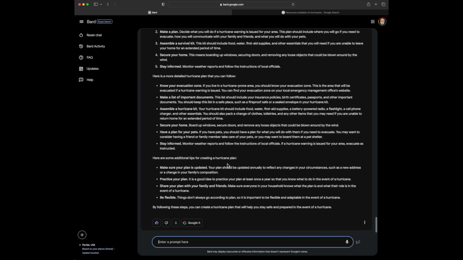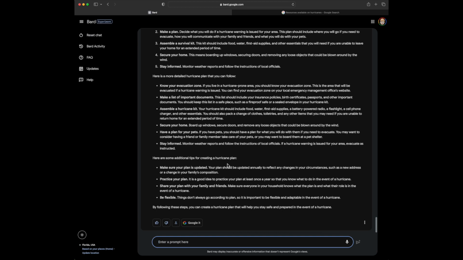Assemble a hurricane kit. Your hurricane kit should include food, water, first aid supplies, a battery-powered radio, a flashlight, a cell phone charger, and other essentials. You should include a change of clothes, toiletries, and other items you may need if you're unable to return home for an extended period of time. See, that's what I was looking for.